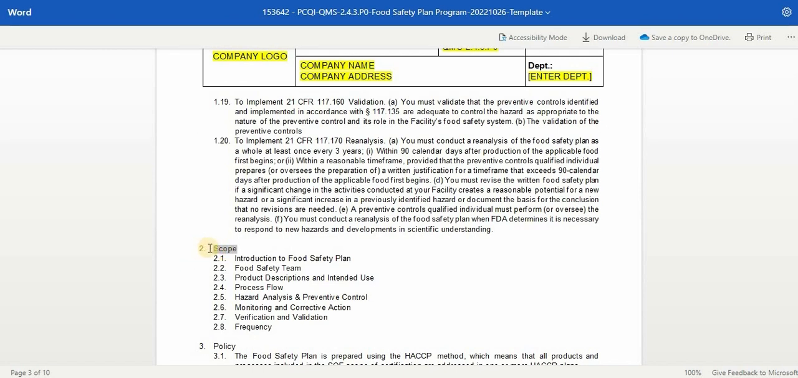Next to purpose is scope. The scope of the program is based on the purpose and serves as a guide in defining and describing the layout of the procedure.